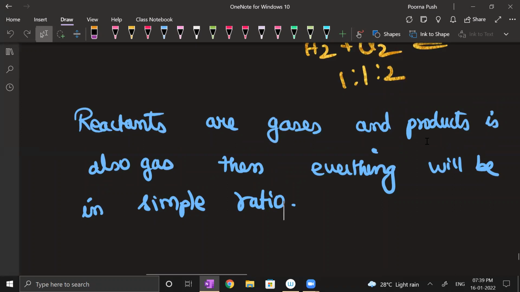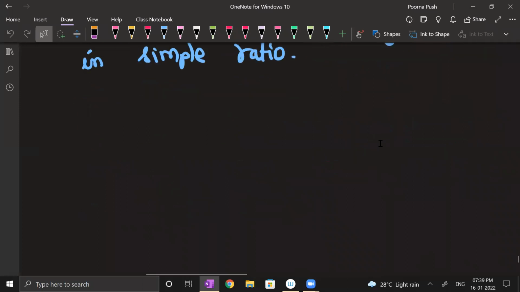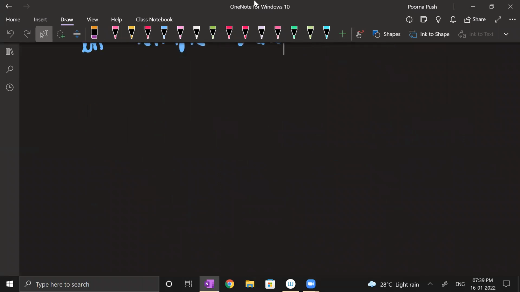Then we will start with the mole concept. Next we are going to see the mole concept. Many people tell me that the calculations are very tough.